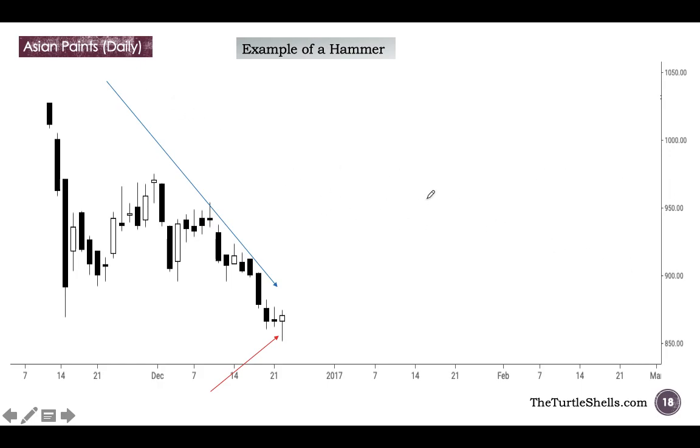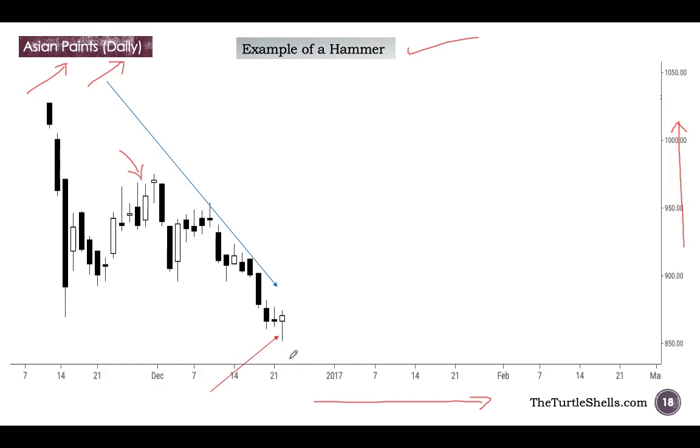So number one, see, this is a daily chart of Asian Paints. So each candle represents price action for a day. Okay, that is one thing. This is a chart of Asian Paints stock. The x-axis is the timeline and the y-axis is the price of that stock. This is an example of a hammer. So the blue arrow is showing you that the price is coming down. Okay, so the price has gone from 1000 to near 850 now.